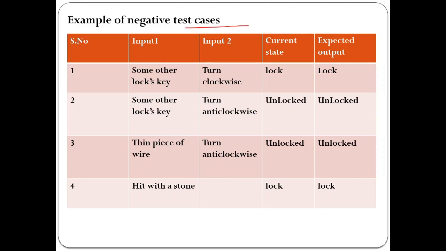Now this is all about if the user provides negative data, like some other lock keys. If the user is trying to use some other lock key instead of the correct one and is trying to turn it clockwise, and the current state is already locked, your expected output is it should be locked only. It should not change.